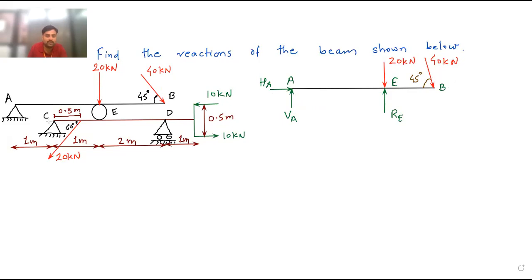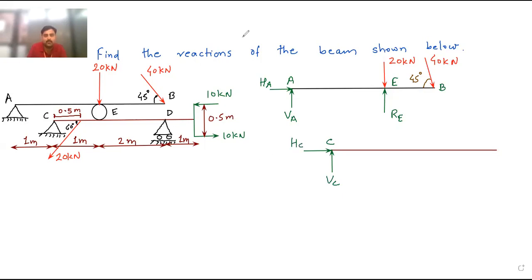Now if you think about this beam CD, if I draw the free body diagram of beam CD, it will be, this is the beam CD. Now at point C, again hinge support is there. So vertical reaction and horizontal reaction, two components will be there. So this is the point C, vertical reaction at C and horizontal reaction at C.